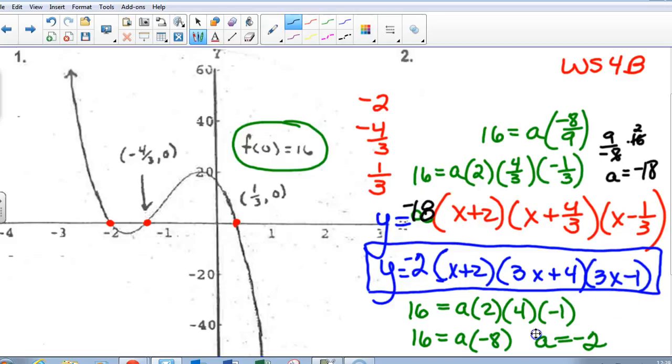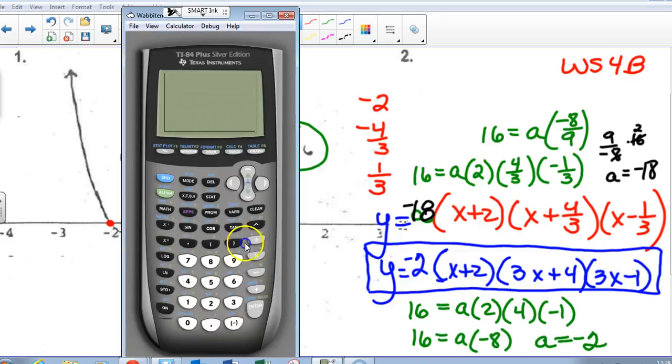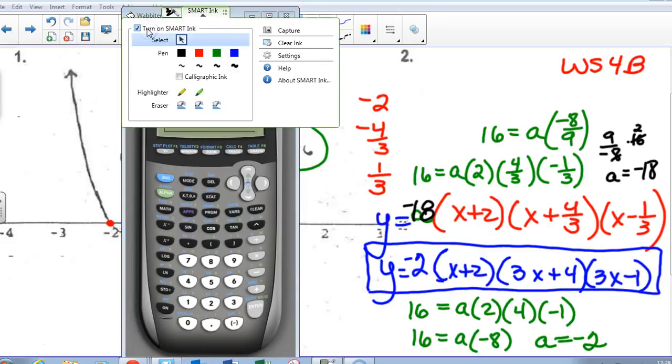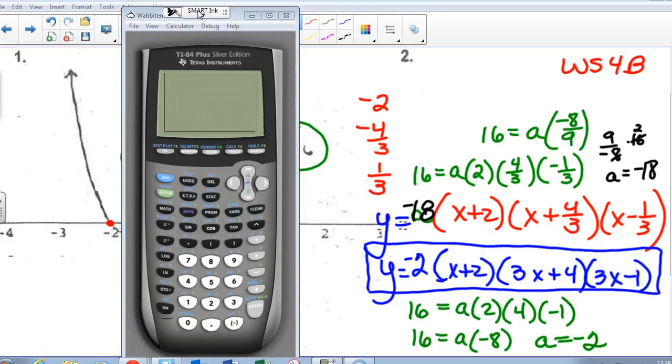All right, so what I want to do to show you that this works, I'm going to type both. You guys beat me, okay? Go to y equals, turn your calculator on. Mine is not coming on. Go to y equals and type in the equation. You don't need to FOIL it all out. We're just going to type it in as is.